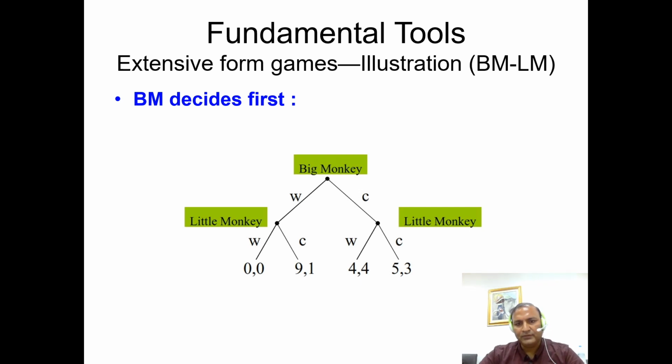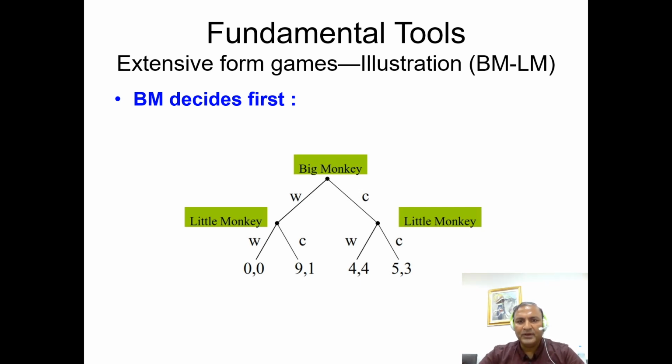But look at the payoff. The payoff for the big monkey will be equal to 4. Why? Because he gets 6 calories from the fruit, but 2 of the calories will be consumed because he decided to go up on the tree. Whereas the little monkey will get 4 calories because he is not using any energy.